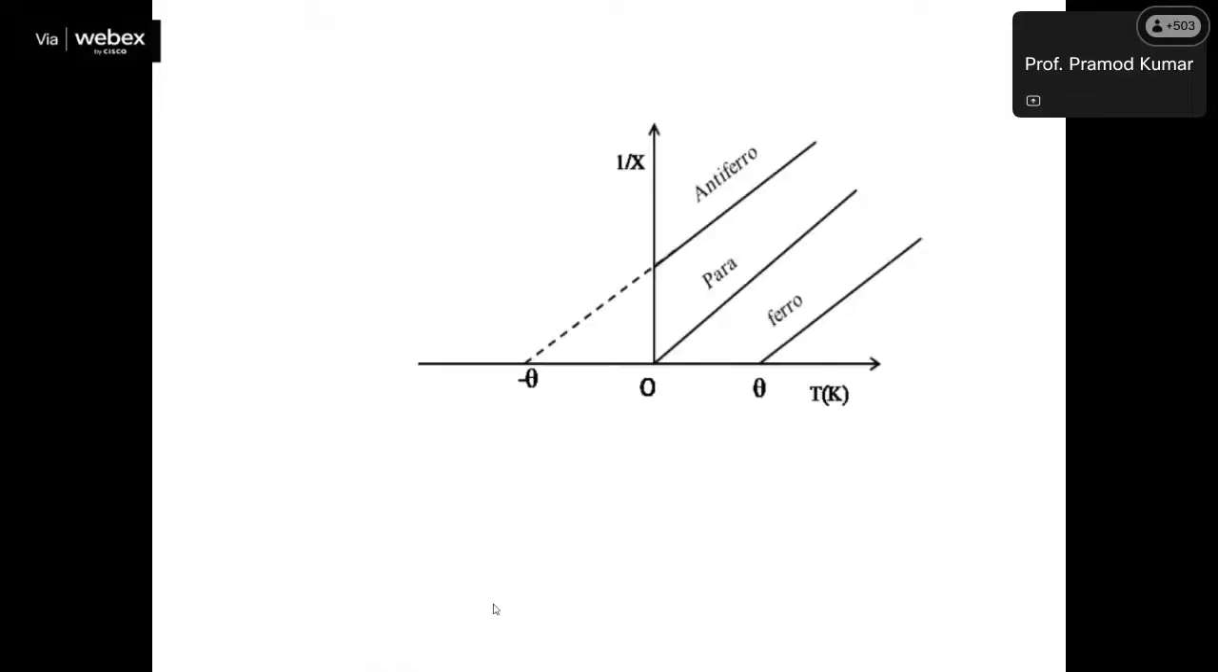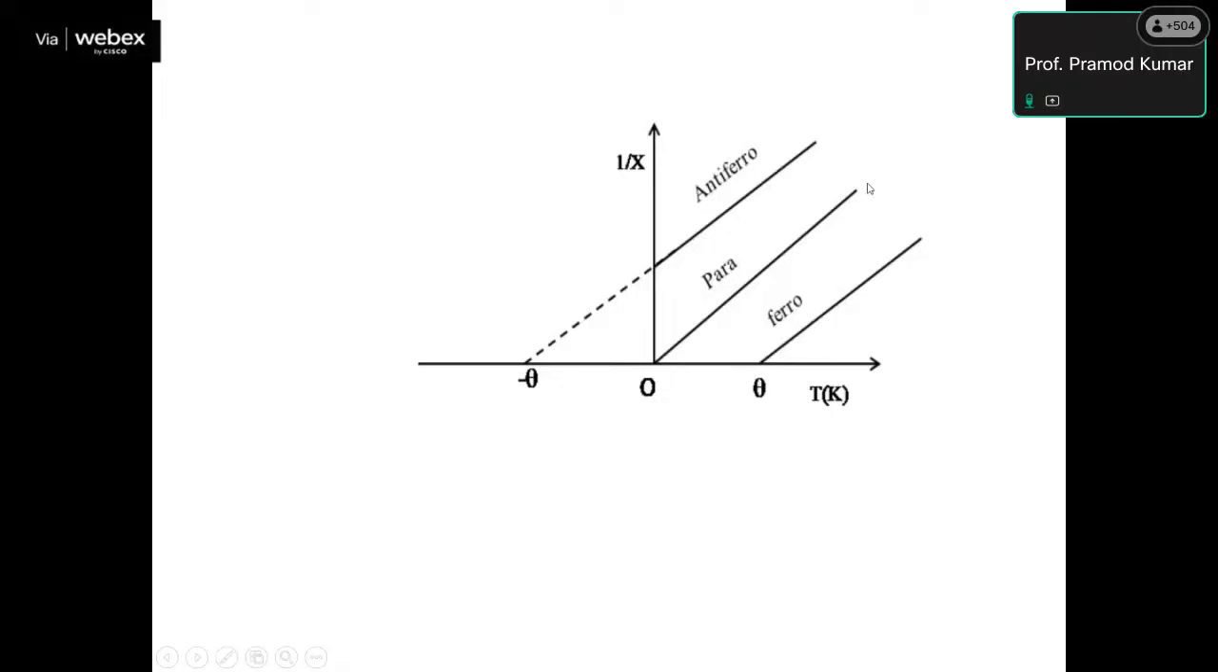Okay, so just assume you have susceptibility data. Susceptibility, chi, means magnetization divided by the applied external magnetic field. If you take the inverse of that and plot it with respect to temperature, then what will you get? You will get a straight line going this way in a ferromagnetic material.